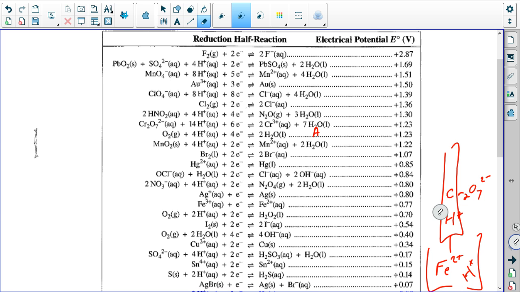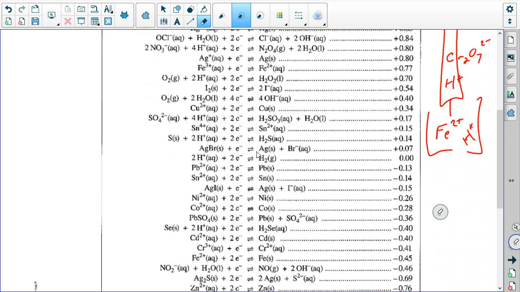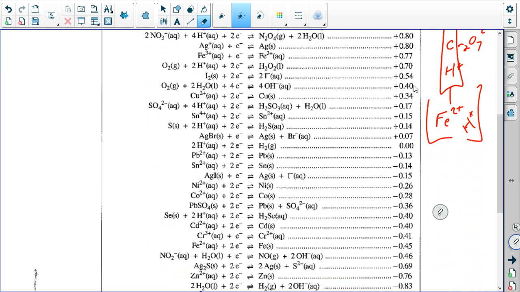Well, we've got the chloride ion by itself here. We've got chloride ion with water there. And near the bottom, we have zinc. Ashley, which one's stronger, zinc or the chloride? Zinc.